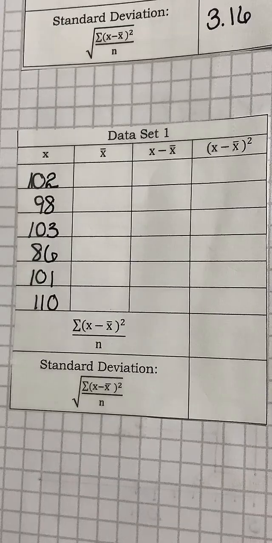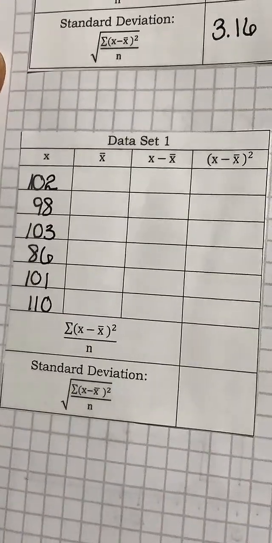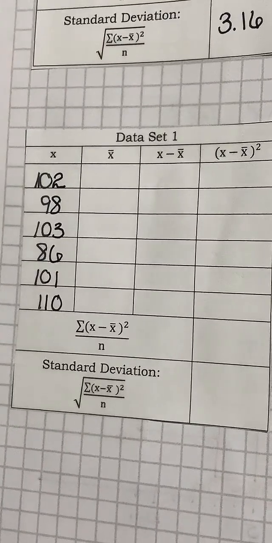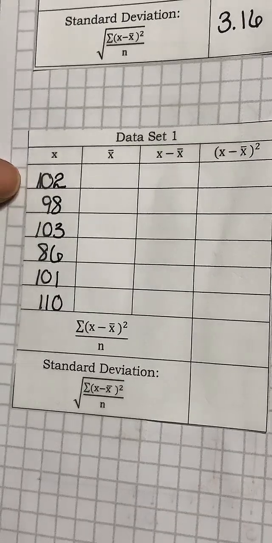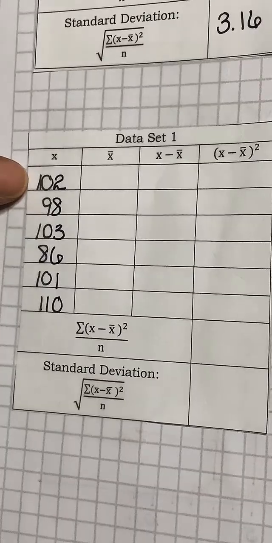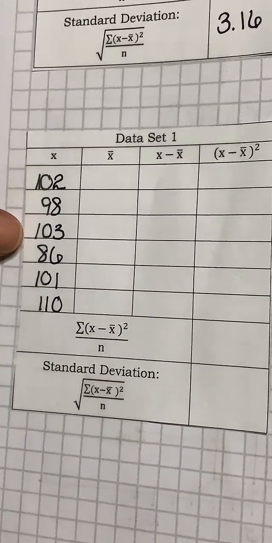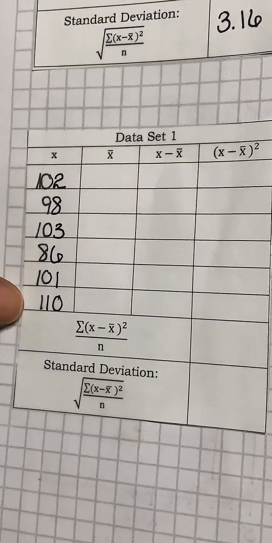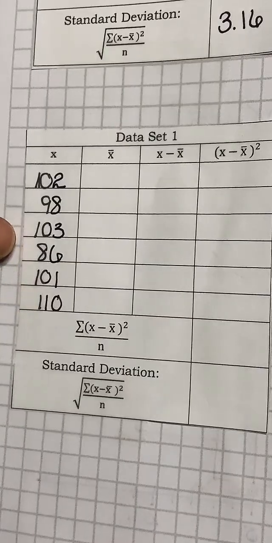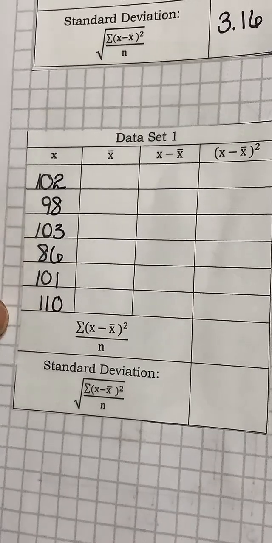Okay. All right. So we're going with the data set numero uno. Okay. So you're saying the mean is 100? Okay. All right, so we're gonna go slow. So here's our data set. We got 102, 98, 103, 86, 101, 110. Okay, so not too many numbers this time. Okay, we're looking at 6.